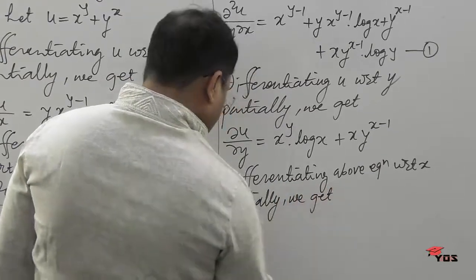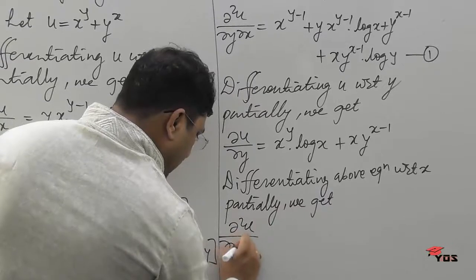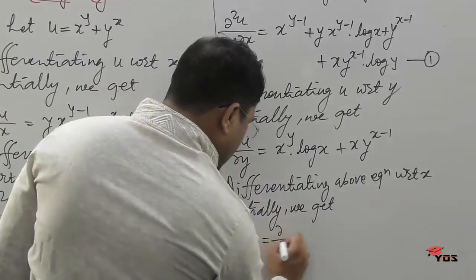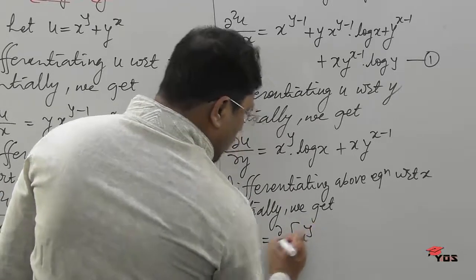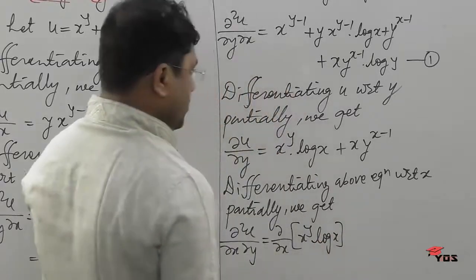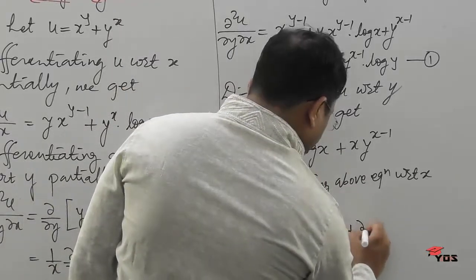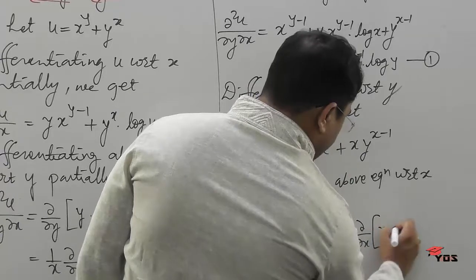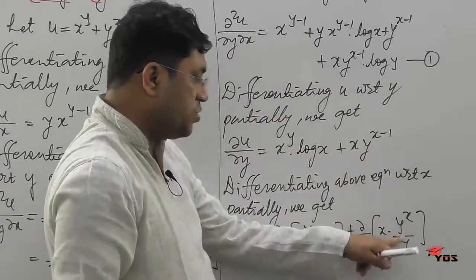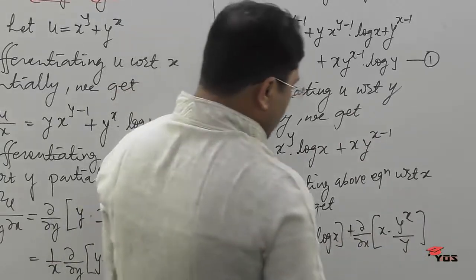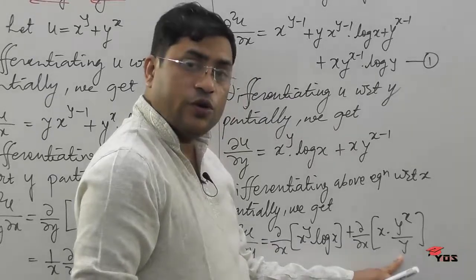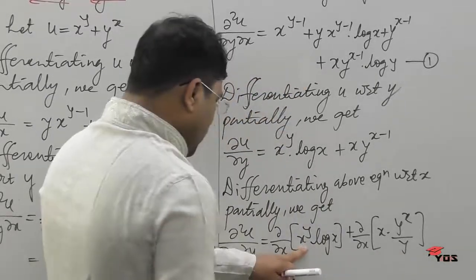we get ∂²u/∂x∂y is equal to, so when we are differentiating with respect to x, x raised to y is a function of x and log x is also a function of x. Now here plus we have ∂/∂x into y raised to x upon y. We can write this y raised to x minus 1 as y raised to x upon y. So here this y raised to x is going to be a function of x, but y is going to be constant. So we can simplify this.